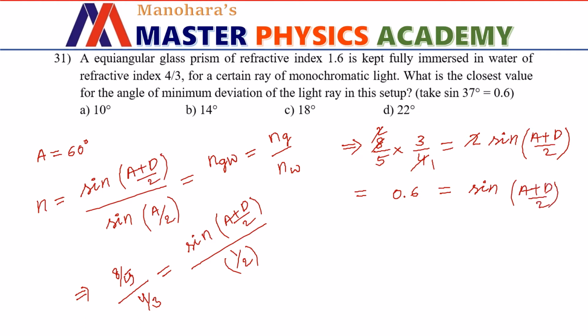But it is given in the numerical that 0.6 is equal to sin 37 degree. So this implies that sin 37 degree is equal to sin of (A plus D) divided by 2. That means 37 degree will be equal to (A plus D) divided by 2. Now we know the value of A, and 2 times 37 degree is 74, equal to 60 plus D. So therefore D will be equal to 14 degree, which is mentioned in option B.